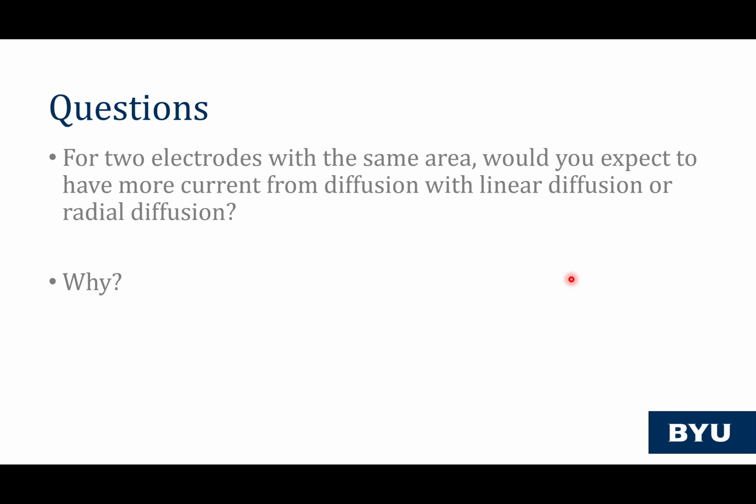Okay, so here's a question or two for you that I'd like you to answer. The questions are for 2 electrodes with the same area, so the same surface area. Would you expect to have more current from diffusion with linear diffusion or radial diffusion? And then why would you expect that? So go ahead and pause the video and I'll give you an answer in a few seconds.